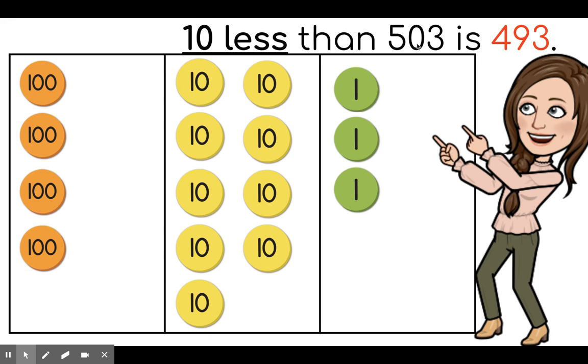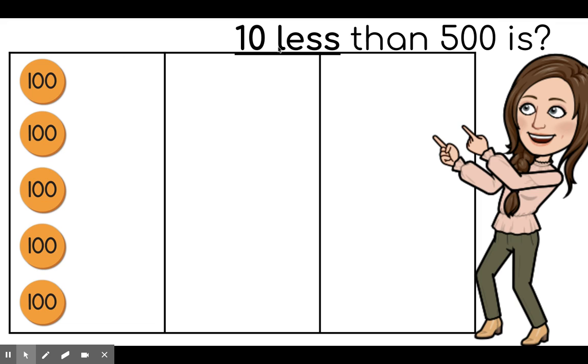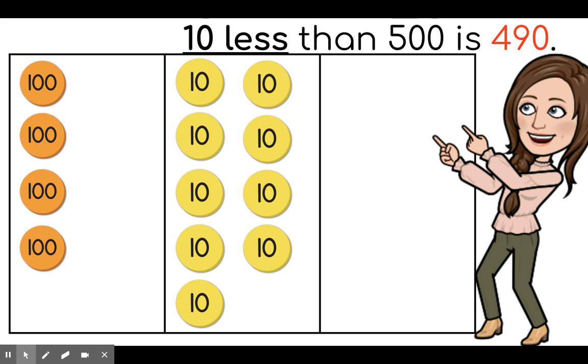10 less than 503 is 493. Trading that 100 for 10 groups of 10 really helped us to solve that. Let's review some more. What's 10 less than 500? Do you remember? You got it. 10 less than 500 is 490. Read that with me. 10 less than 500 is 490.